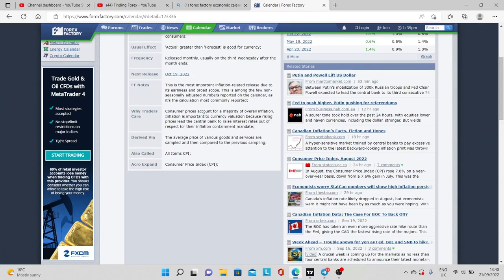Inflation is important to a currency's valuation because rising prices lead to central banks raising interest rates out of respect for their inflation containment mandate. So basically, simplified, if inflation is rising, it will lead the central banks to raise interest rates to counter the inflation. To bring the inflation down, they have to bring the interest rates up.